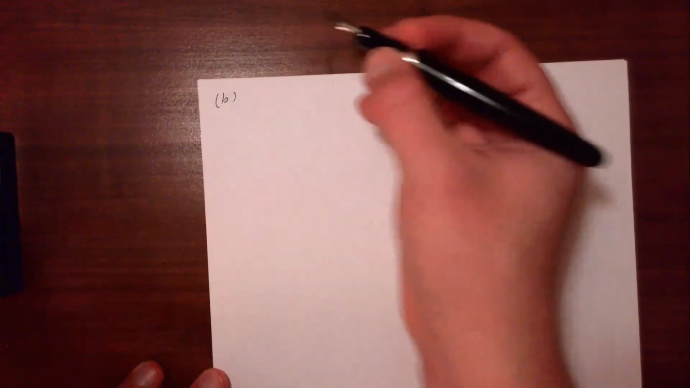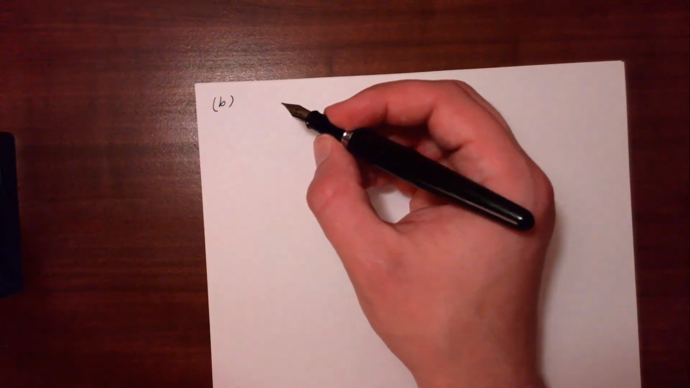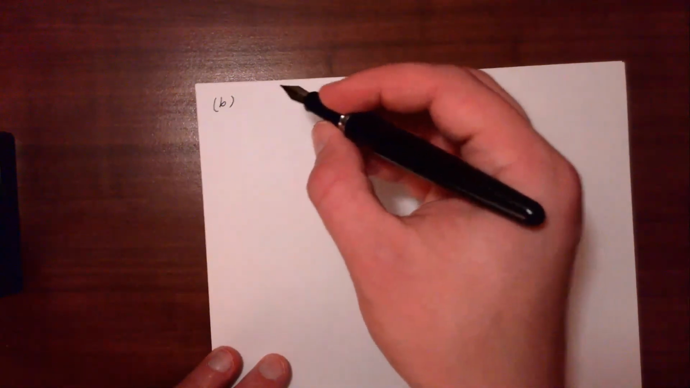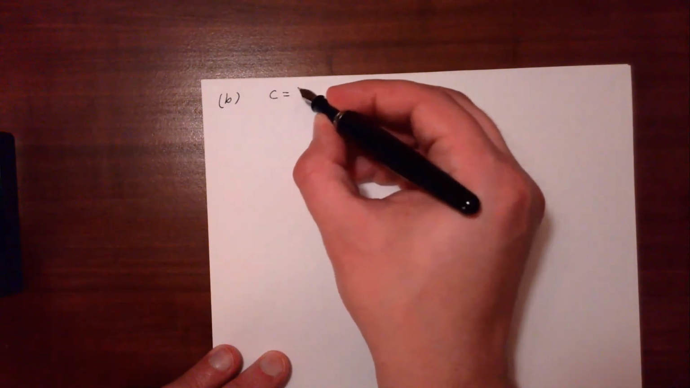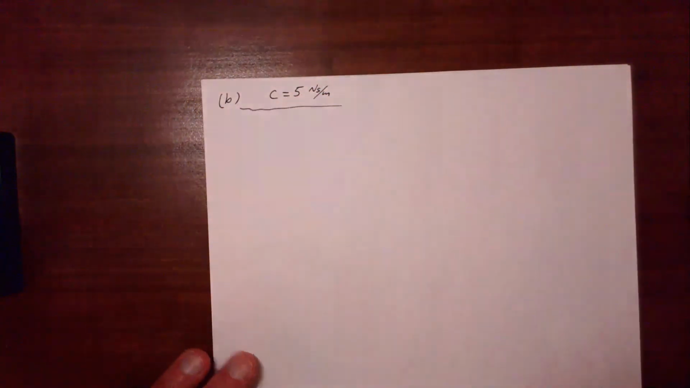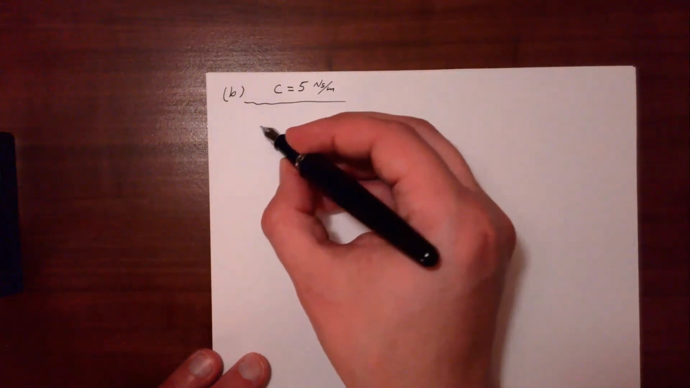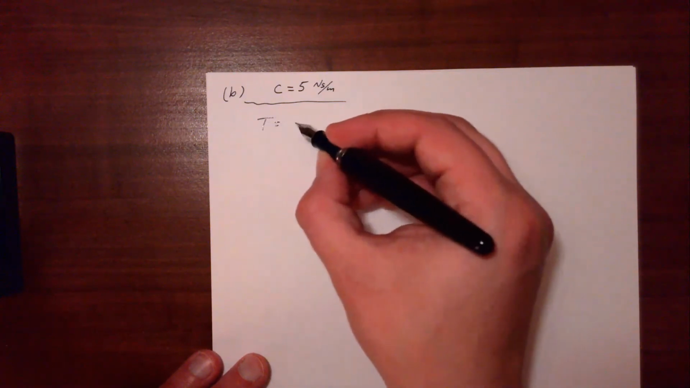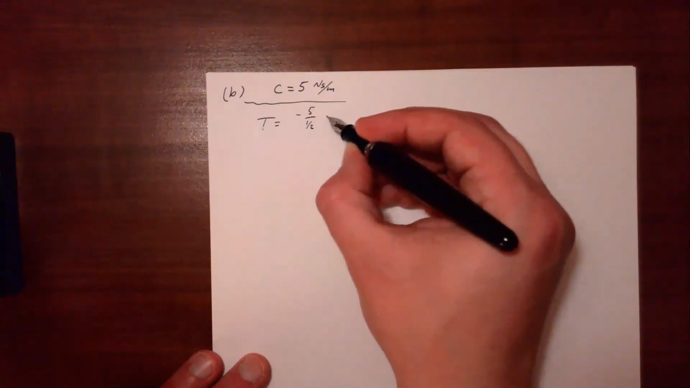All right, so B. So this case was easy to classify. Let's look at the next situation, where we are going to take a value for C that is equal to 5. Alright, so let's think about this. So if C equals 5, then T, which was equal to negative C over M, is going to be negative 5 over 1/2, which is equal to negative 10.